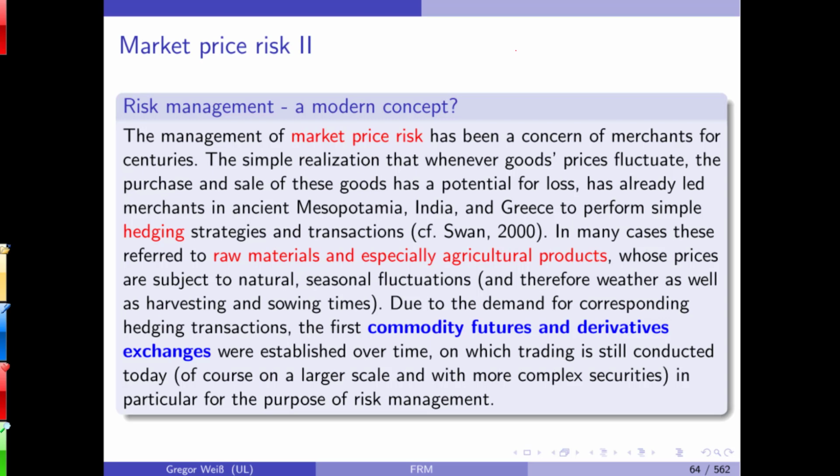One would think that financial risk management is something very new because financial markets have only become so elaborate and so complicated since the, say, 80s and 90s. But especially market price risk management is something very, very old. There are some hints in history that even in ancient Mesopotamia, India and Greece, well before Christ, very simple forms of risk management were already used to hedge risk that you have a bad year, you have some bad weather, and you lose crops.